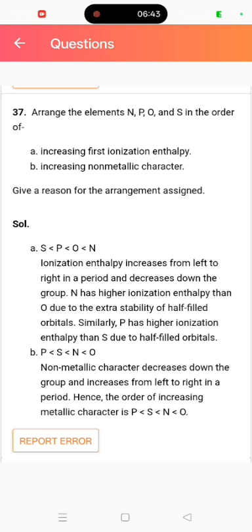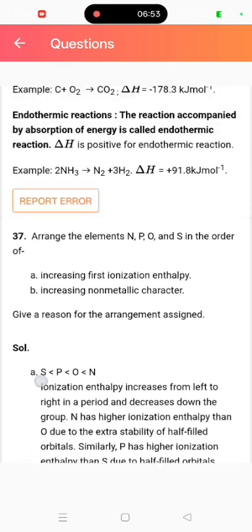Then increasing non-metallic character: phosphorus, sulfur, nitrogen, oxygen. Non-metallic character decreases down the group and increases from left to right. So phosphorus, sulfur, nitrogen, oxygen.